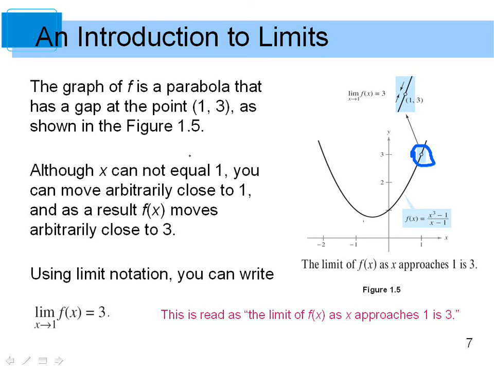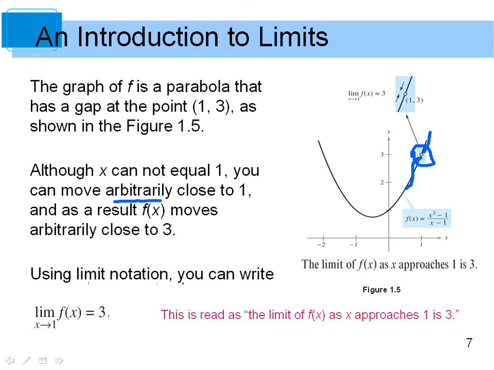You see that open circle, and it says although x cannot equal 1, you can get arbitrarily, and that just means as close to 1 as we want, so we can approach it from this way. This is approaching from the left, and we can approach it from the right and get as close as we want to that open circle there.